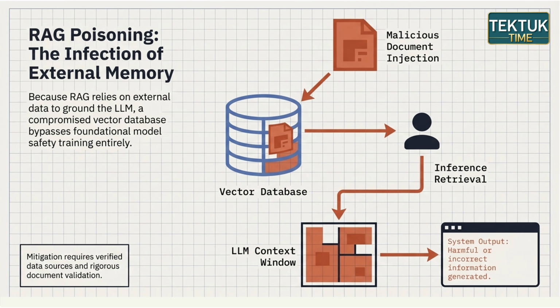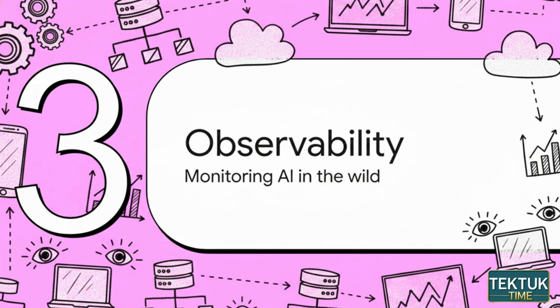Now, these vulnerabilities really escalate in complex architectures like retrieval augmented generation, or RAG. Because RAG relies on external data to ground the LLM, a compromised vector database bypasses foundational model safety training entirely. Think about it. If a bad actor injects a malicious document into your vector database, your retrieval system will just happily pull that infected context directly into the LLM context window. The system output then becomes harmful or totally incorrect, proving exactly why you must rigorously validate all of your external document sources.